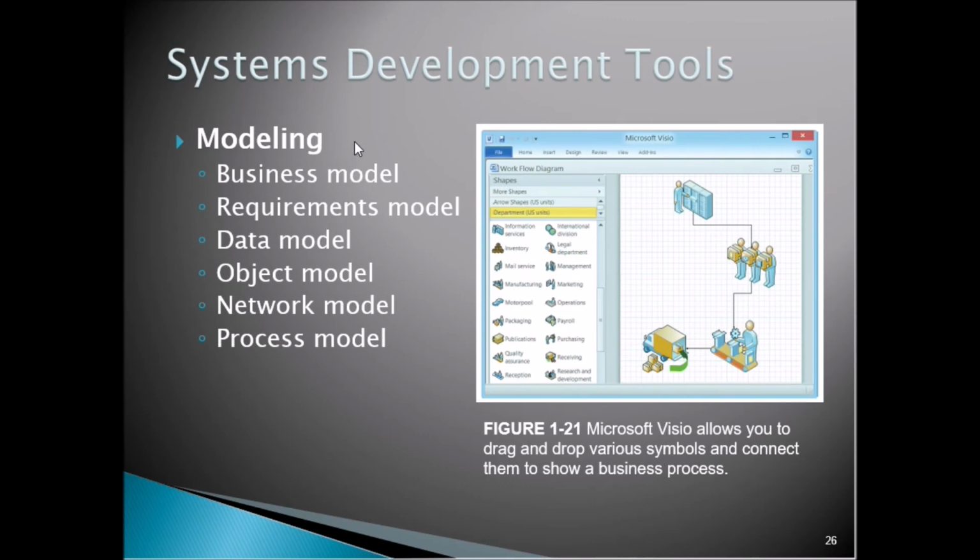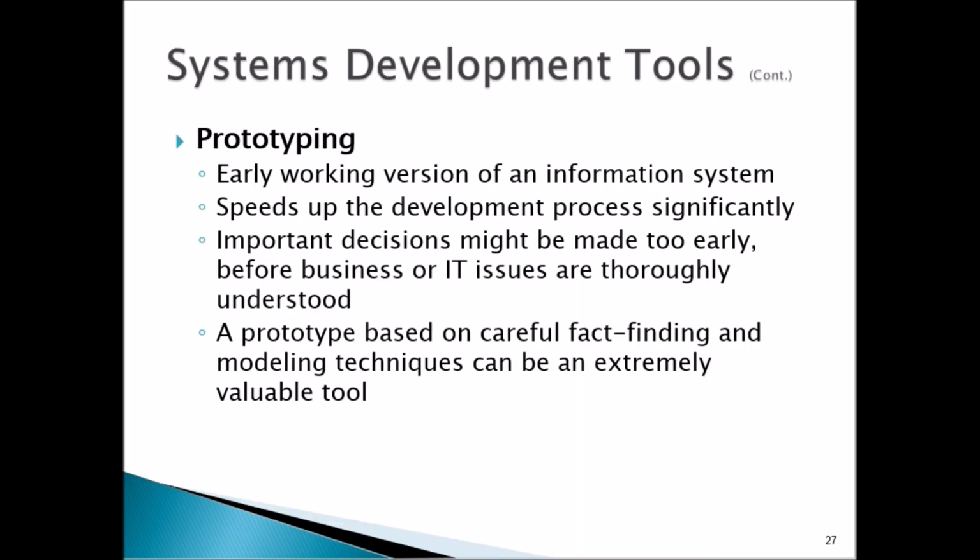Now let's talk about systems development tools. So there are different types of modeling here. There's the business model, a requirements model, a data model, the object model, the network model, and the process model. This picture here shows Microsoft Visio. I would love to be able to use Visio for this class. However, I don't know that we're going to have the ability to do that, and with the online students, I can't guarantee that you're all going to be able to have that. So keep in mind that Microsoft Visio is an excellent visual tool.